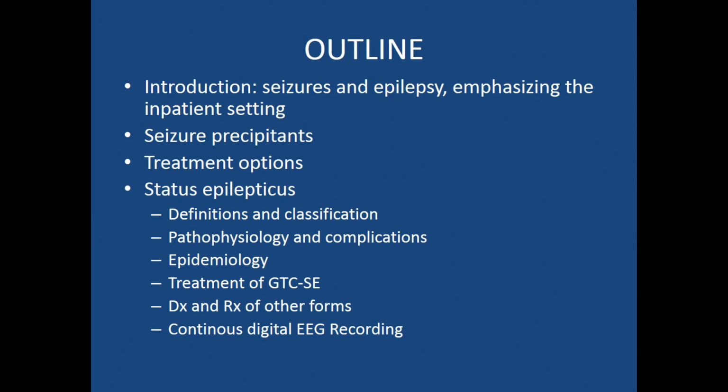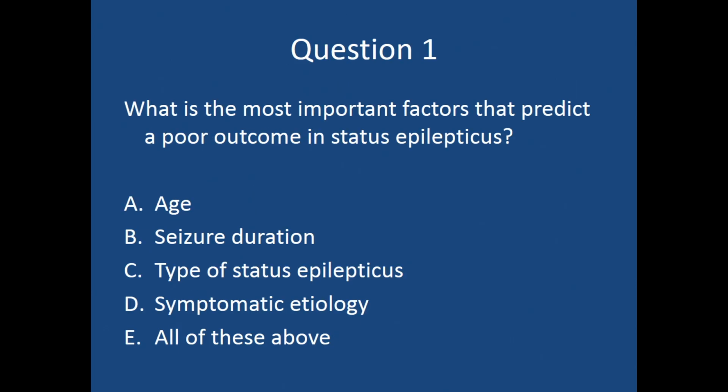Review. Overall, we discussed issues of seizures and epilepsy, emphasizing the inpatient setting. We looked at precipitants, treatment options, and protocols for status. Question number 1. What is the most important factor to predict poor outcomes in status? A, age. B, seizure duration. C, type of status epilepticus. D, symptomatic etiology. E, all of the above.